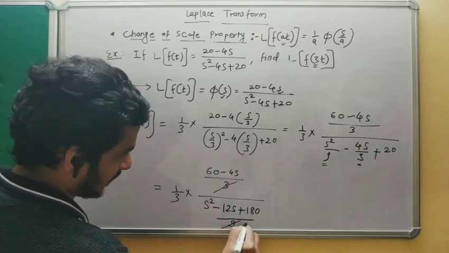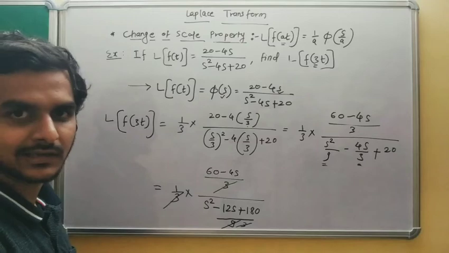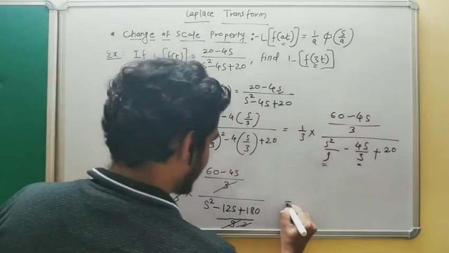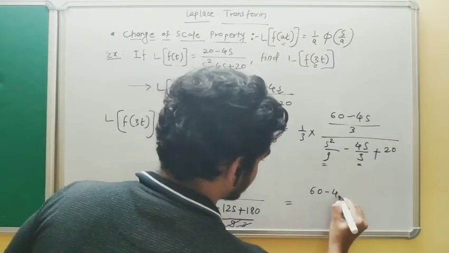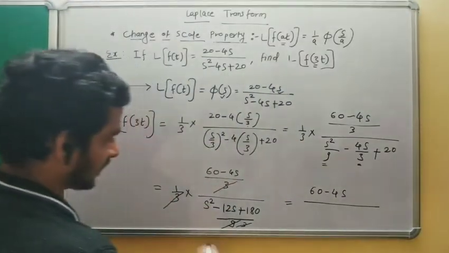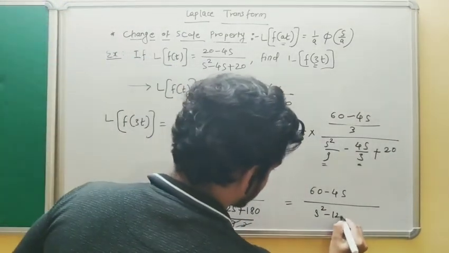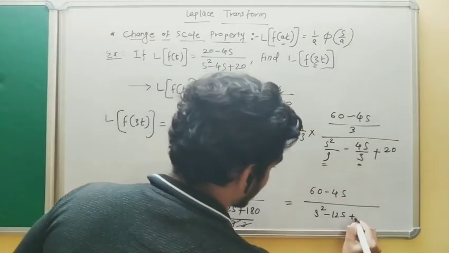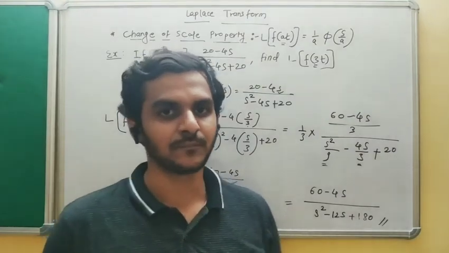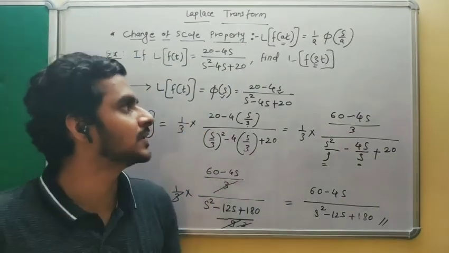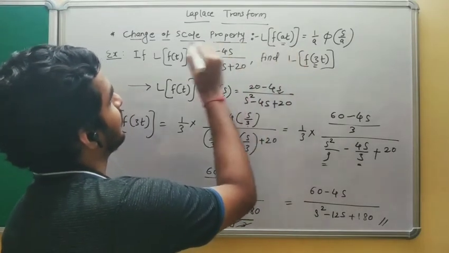Now 3 3s are 9 and these 3 and 3 will get cancelled. So the final answer will be 60 minus 4s upon s square minus 12s plus 180.